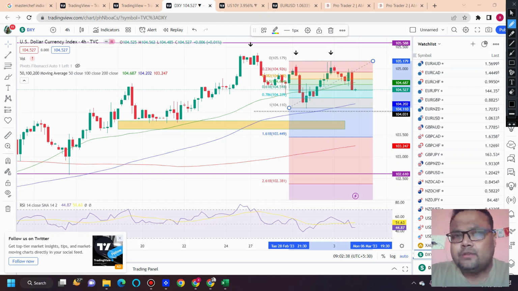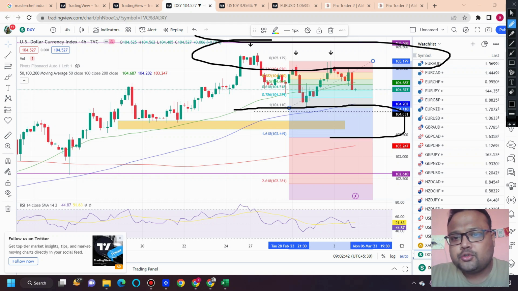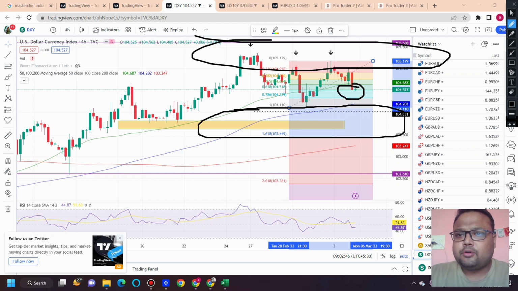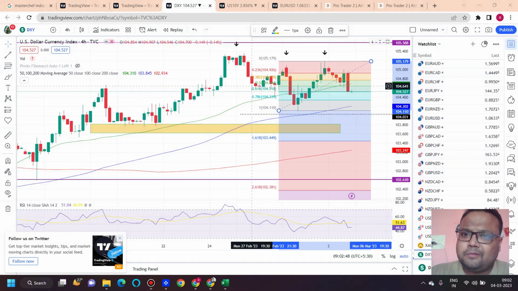105.50, 105.20 is standing at the top as resistance. This is the support zone for DXY. But this particular portion of the chart is very important for day traders.